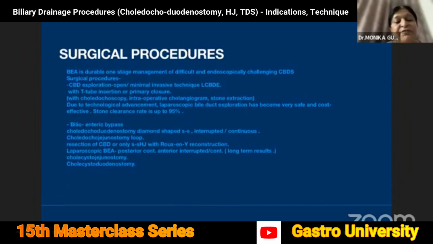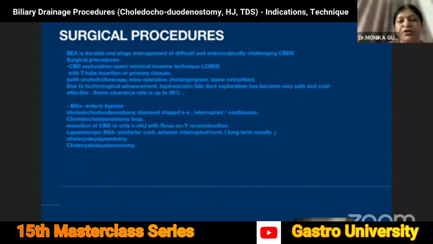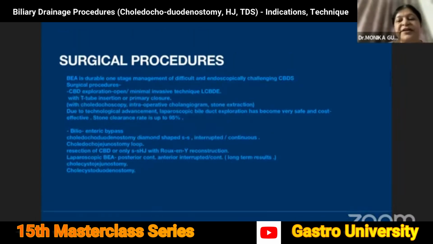So it's a durable one-stage management of difficult and endoscopically challenging CBD stones. This one-stage management is the in thing: laparoscopic CBD exploration, open CBD exploration, and bilioenteric bypass. These all three qualify as single-stage management of CBD stones. This is a very good thing because their recurrence is only 3% in the long run.